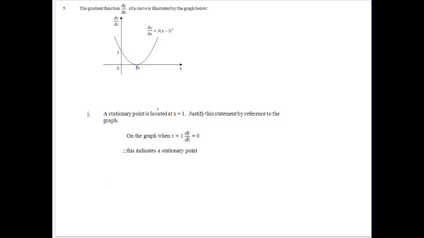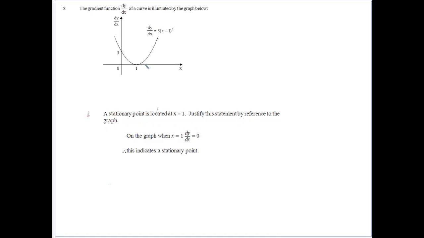When x is equal to 1, dy/dx is equal to 0. When x is equal to 0, dy/dx is equal to 3. So we're given that information from that graph. The first part says we know the stationary point is located at x is equal to 1. Can we justify this statement?